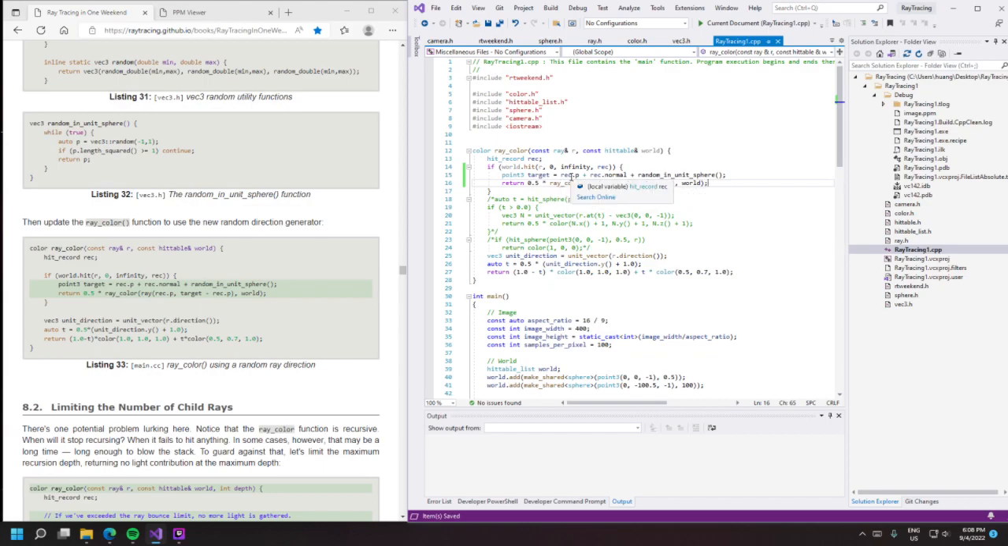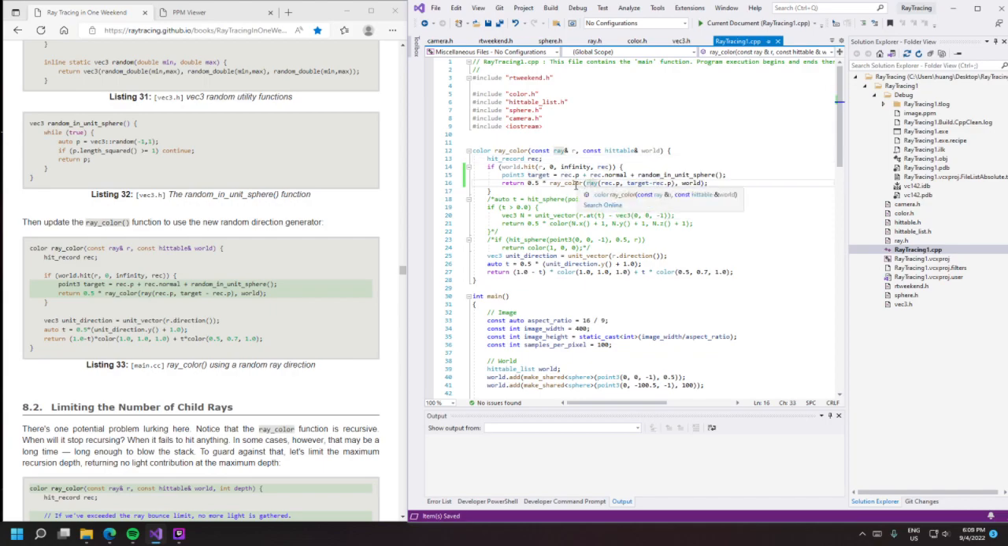Okay, so we're getting this. Oh, okay, this is the original one that we have, and this is a normal vector. This is the random vector that we just generated, and then we want to do target minus rec p.